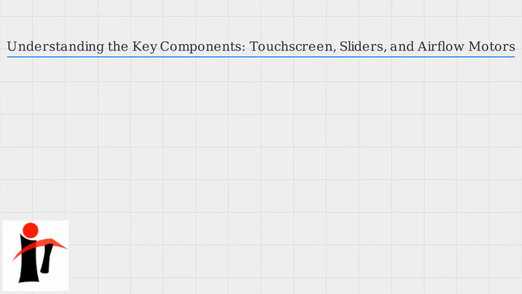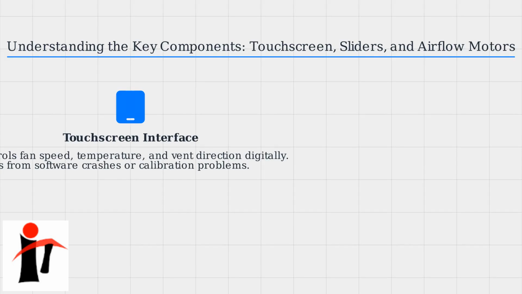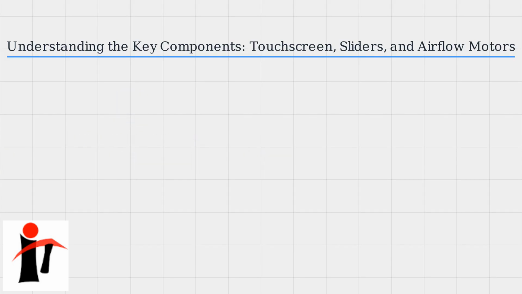The Model 3's HVAC system relies on three main components that work together to control climate and airflow. The touchscreen interface is the digital control center. It allows you to adjust fan speed, temperature, and vent direction through the vehicle's display. Problems often stem from software crashes or touchscreen calibration issues.